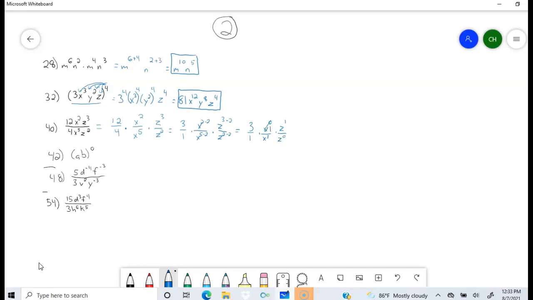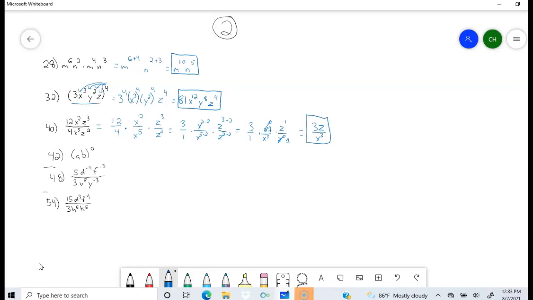That becomes a 1. That becomes a 1, leaving me with 3z, I don't need to show that 1, it's understood, over x to the 3rd. You won't have to show as many steps as I did there, but I want you to see why it works.